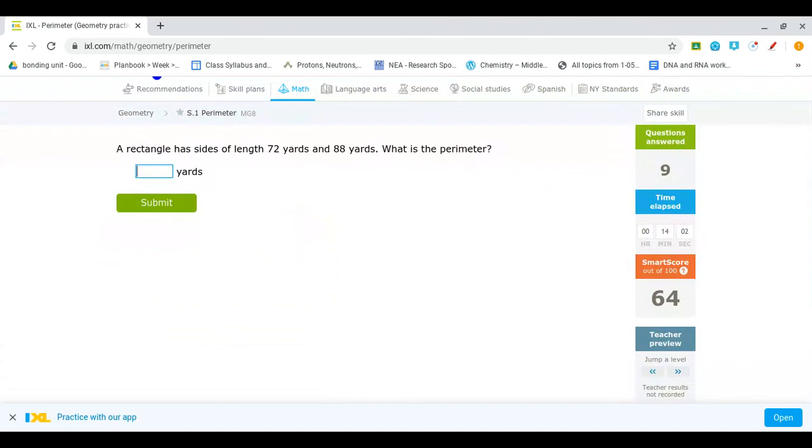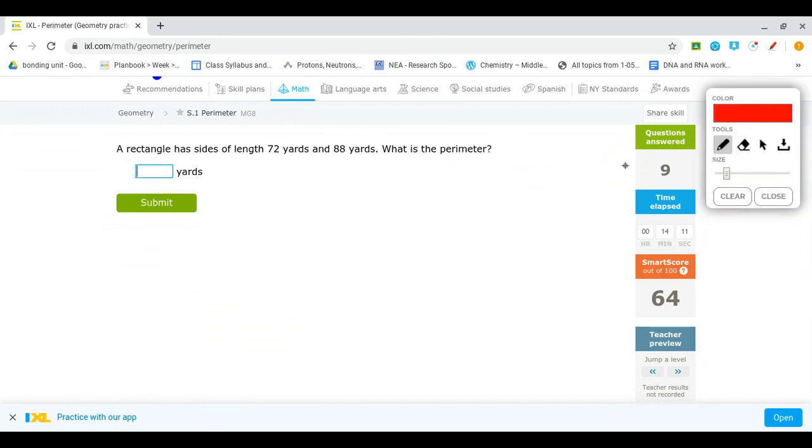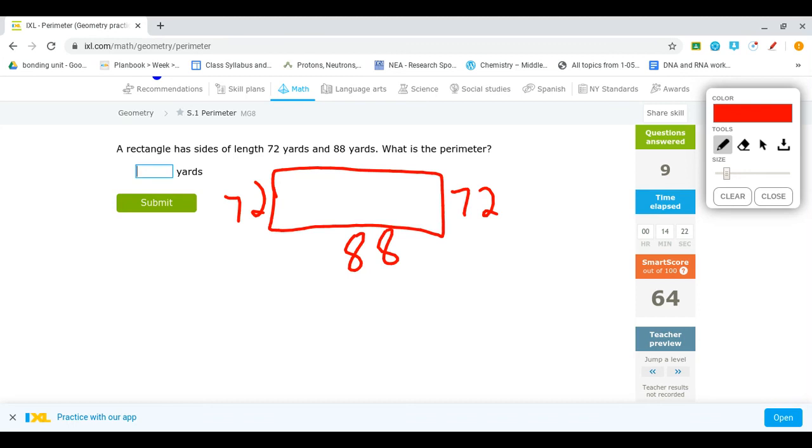Okay, a rectangle has sides of length 72 yards and 88 yards. What is the perimeter? So again, I'm going to draw a little picture here to help us out. 72, 72. Doesn't have to be drawn to scale. And now that I have all my sides labeled, I'm going to go ahead and add them all together. 88 plus 88 plus 72 plus 72 equals 320.